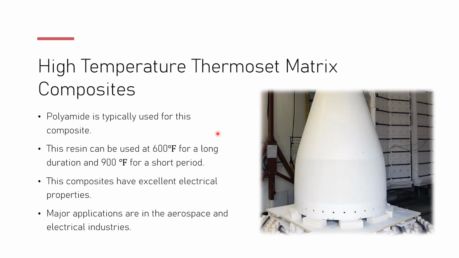So high temperature thermoset matrix composite, polyimide typically used for the composite. The resin can be used 600 all the way to 900 for short period, 600 for long duration. And then the composite, they have excellent electrical properties as well. Major application we're going to use in aerospace and electrical industries.